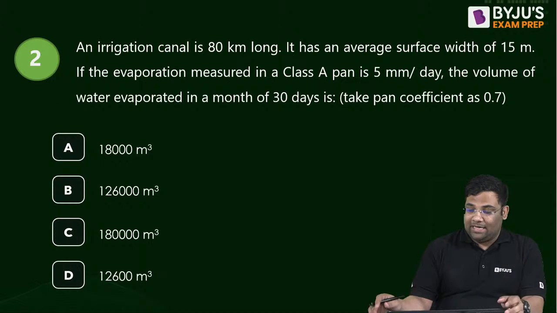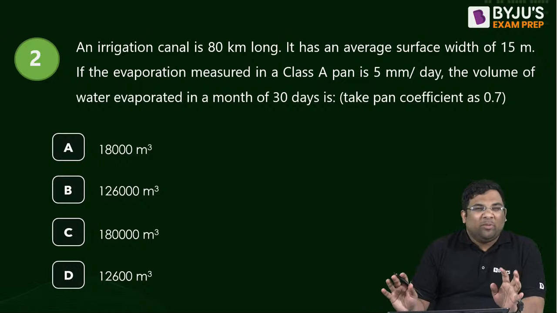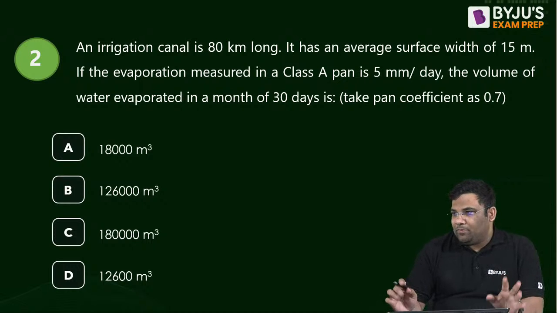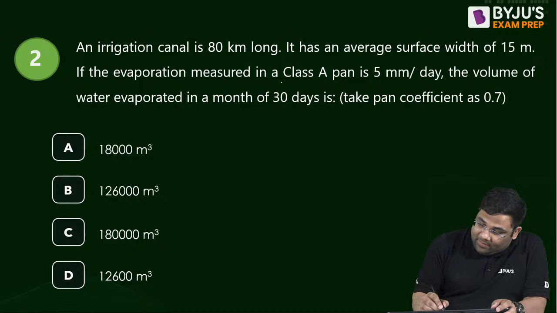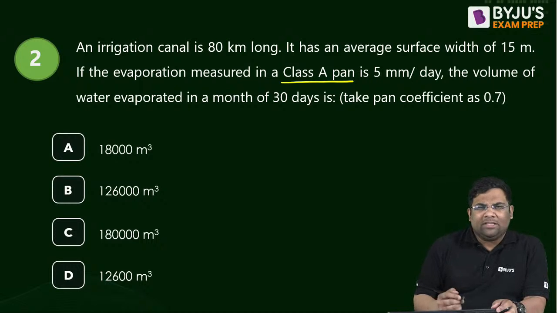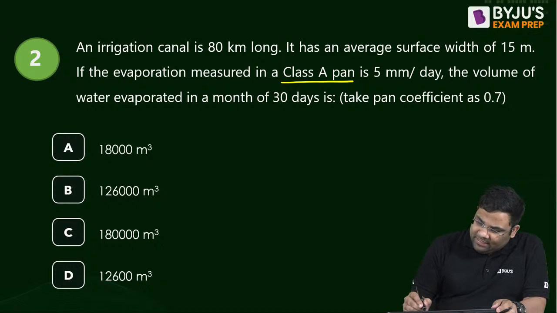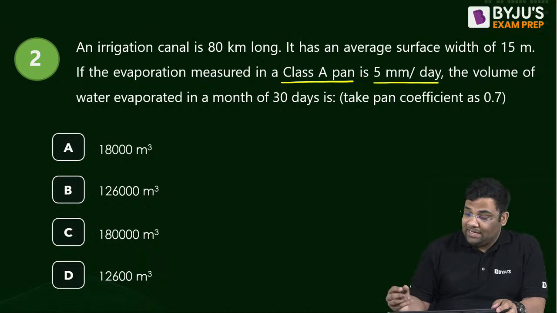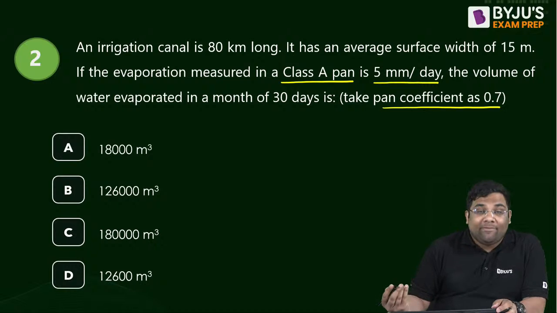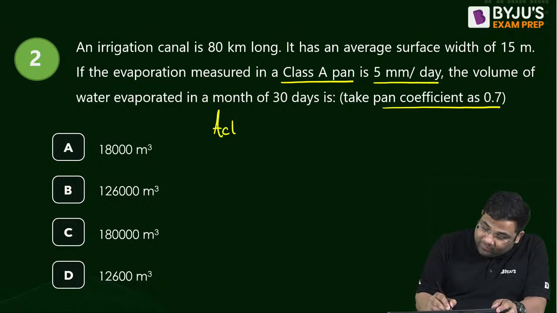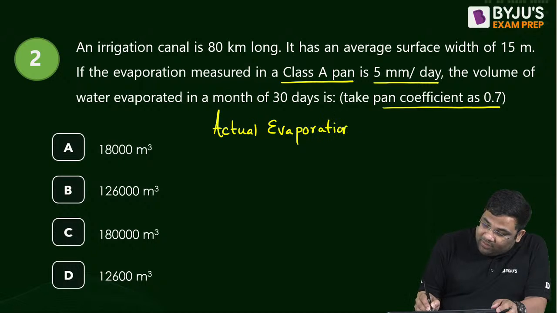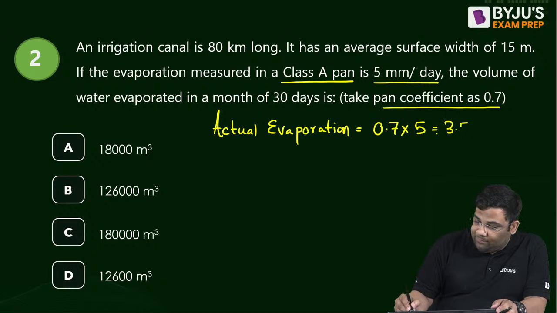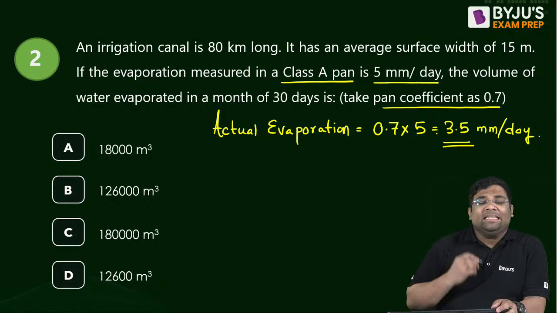Next question. We have a numerical, and I will solve this numerical for you. The class A pan is given, and in this we try to find out the evaporation. The evaporation measured was 5 mm per day and the pan coefficient is 0.7. So what is the actual evaporation? The actual evaporation will be the pan coefficient into 5, which is equal to 3.5 mm per day. This is sort of a depth.